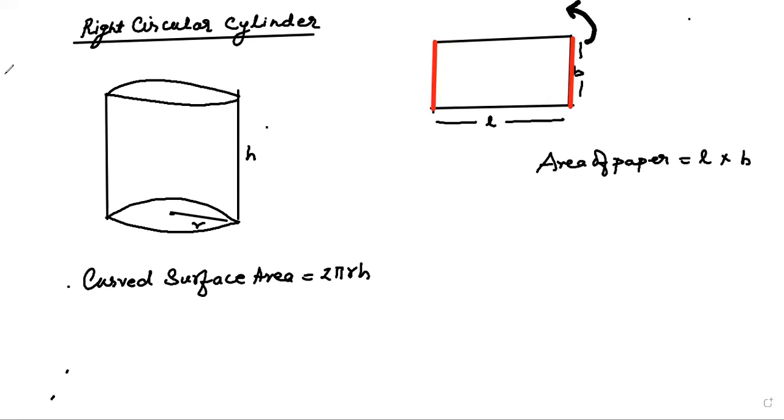Now, what will happen, children? Please keep in your mind, the surface of the paper becomes the curved surface of the cylinder. When you fold this edge over this edge, this whole paper, the surface of the paper, becomes a curved surface of the cylinder.